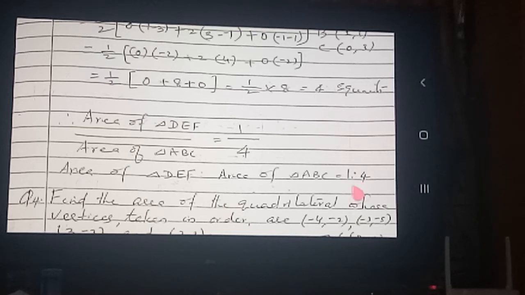Okay, very simple sums. This area of a triangle formula is very easy to understand also. I gave the technique for learning the formula also. Okay. Now next question, see.